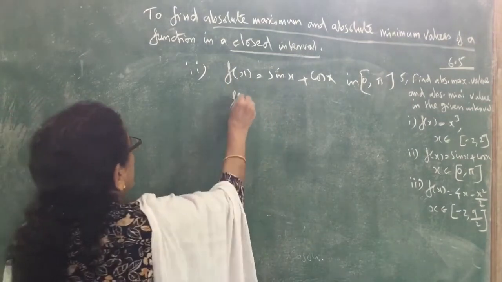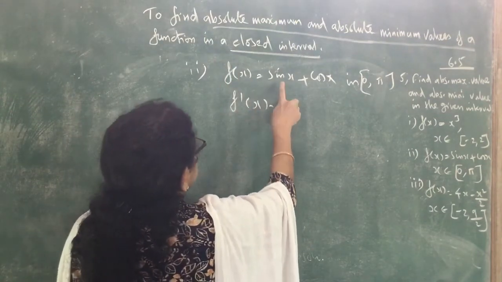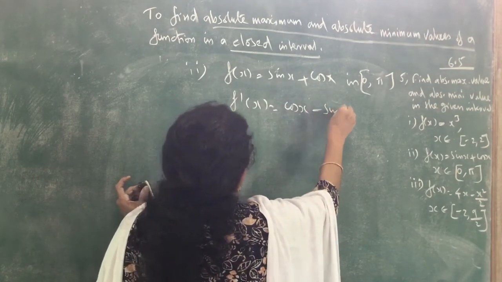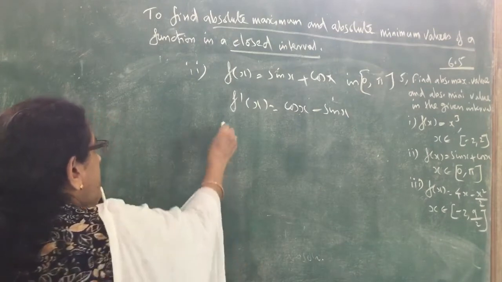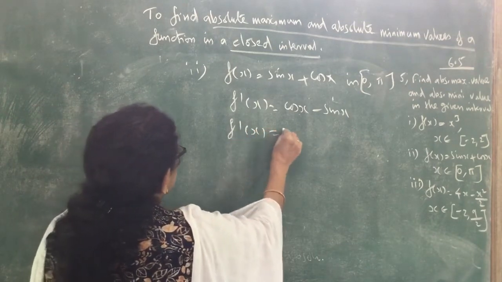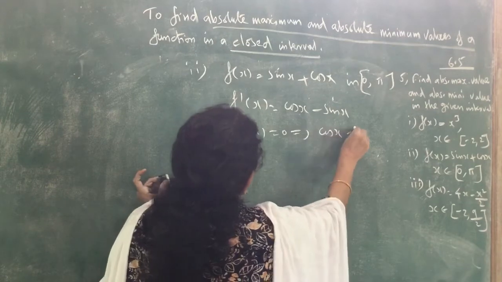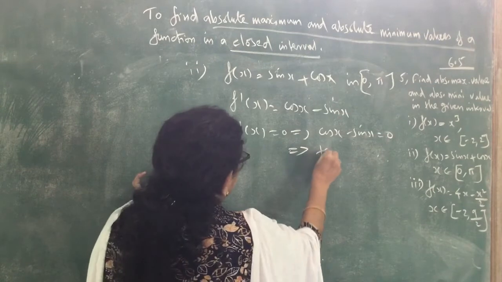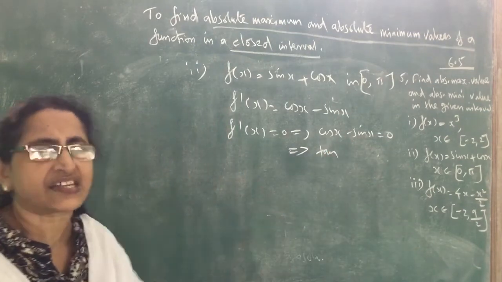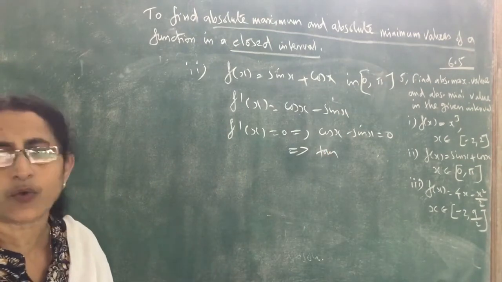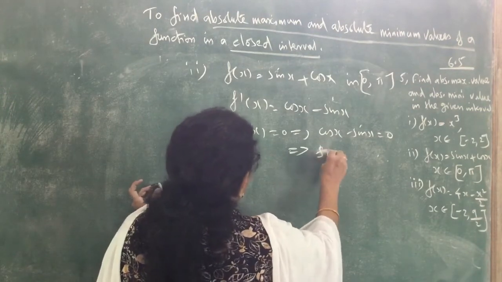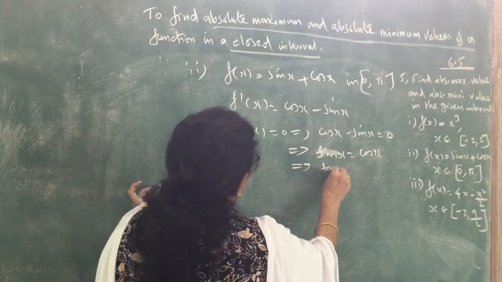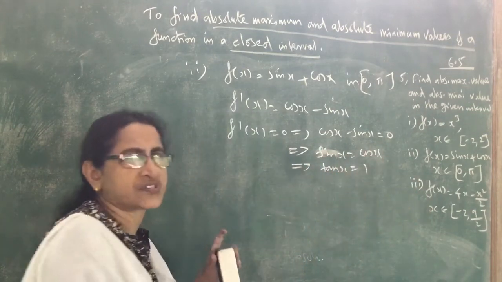Then f dash x equal to derivative of sin x, which is cos x, plus derivative of cos x, which is minus sin x. So that is the derivative. Now f dash x equal to 0 implies cos x minus sin x equal to 0. That implies sin x equal to cos x, that implies tan x equal to 1, sin x by cos x equal to 1.